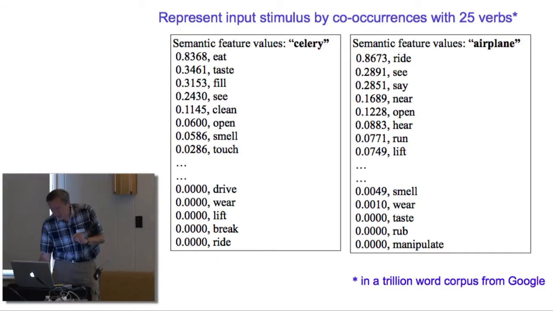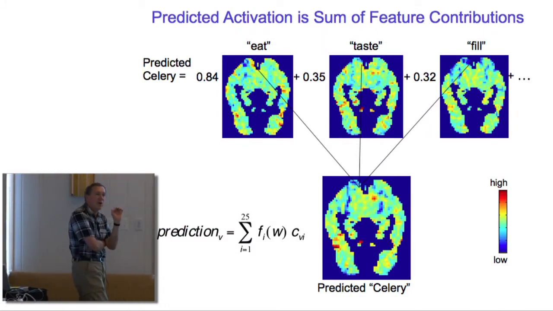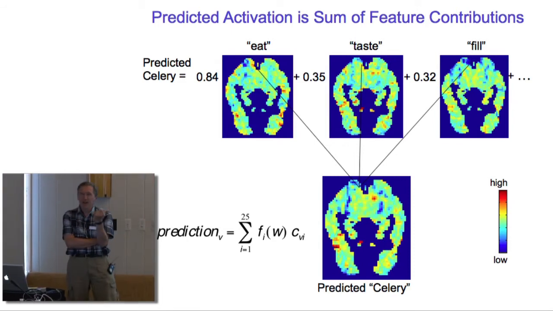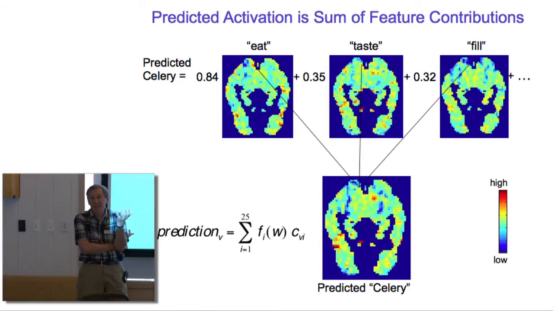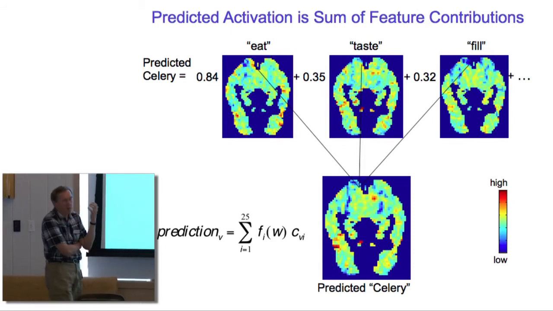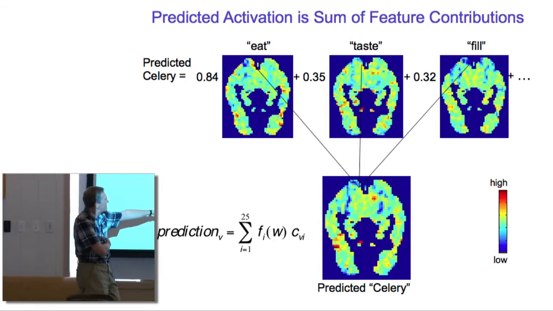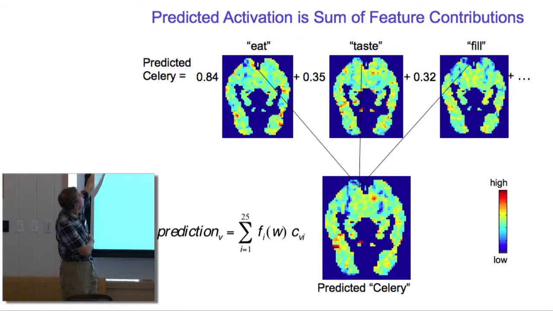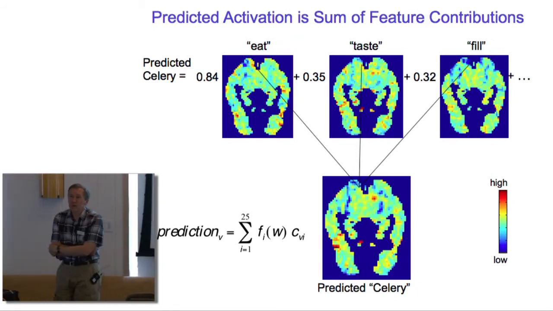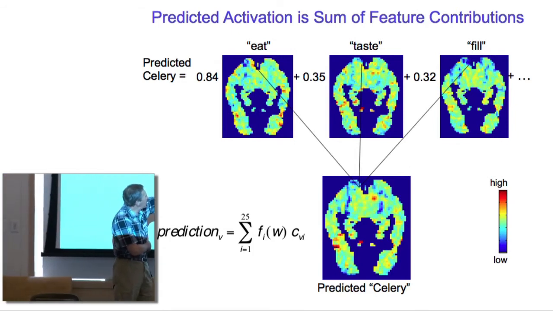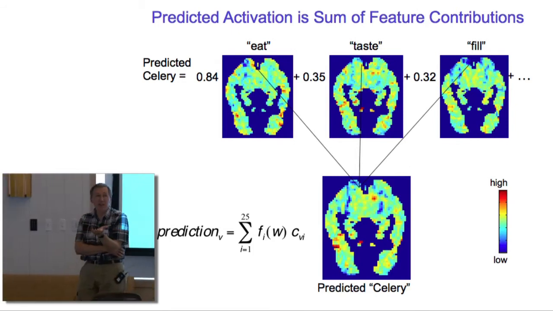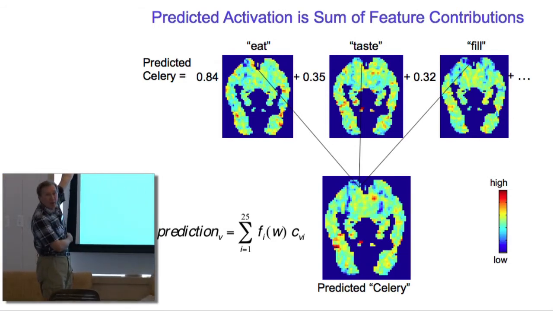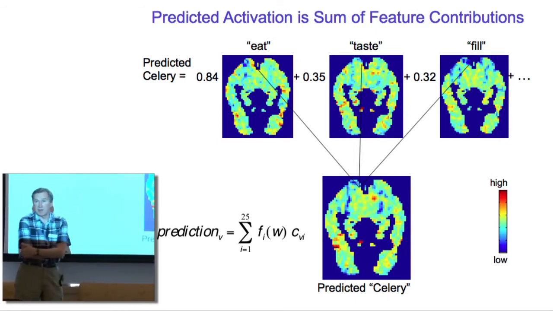Okay, so given that, our model then could be trained. We'll use that feature vector of co-occurrence statistics as our representation of the stimulus. And then we can train a regression model to predict, say, what the fMRI activation will be for a word like celery by taking those 0.84 co-occurrence with eat and training essentially a voxel by voxel regression model to predict at each location in the brain what the activation will be as a function of how frequently our input noun stimulus co-occurs with each of these 25 verbs.